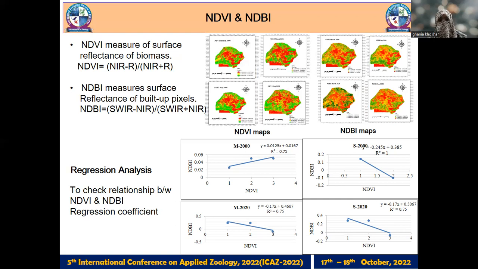After calculation, regression analysis is done to check out the relationship between NDVI and NDBI, and it gives different coefficients. In March 2000, it gives 0.75. In September 2000, it gives 1. In March 2020, it gives a relationship of 0.75. In September 2020, it gives a coefficient of 0.75. That represents that there is a very strong relationship between NDVI and NDBI.